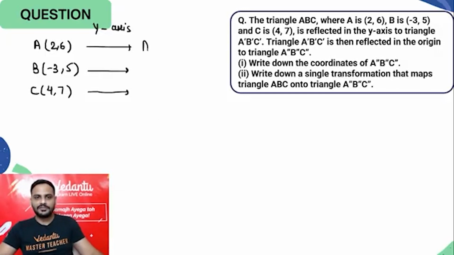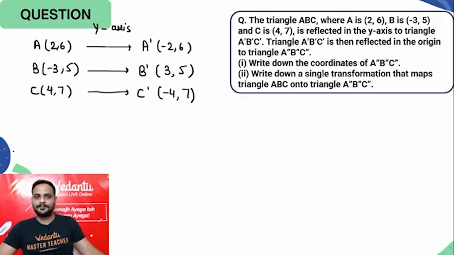So the image of A dash will be minus 2 comma 6, y coordinate same, x coordinate changes sign. The coordinate B dash will be minus 3 will become 3 comma 5, and C dash coordinates will be minus 4 comma 7. Alright, okay.